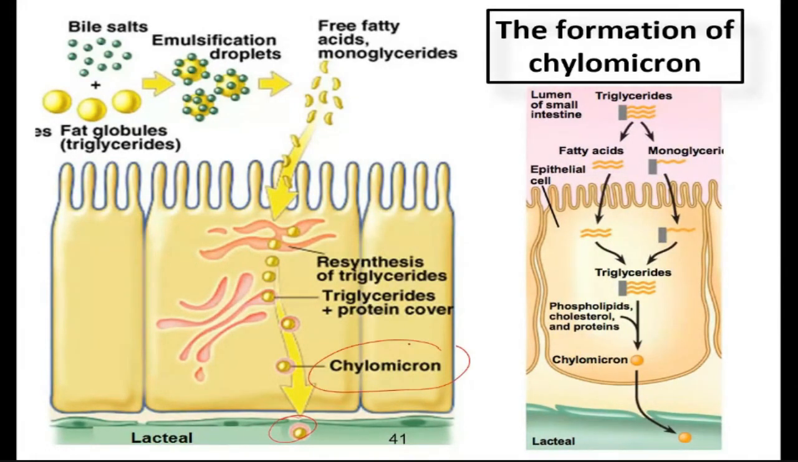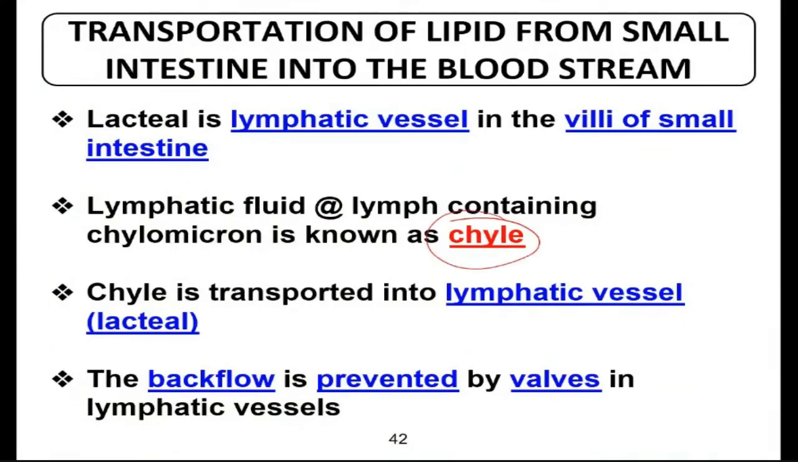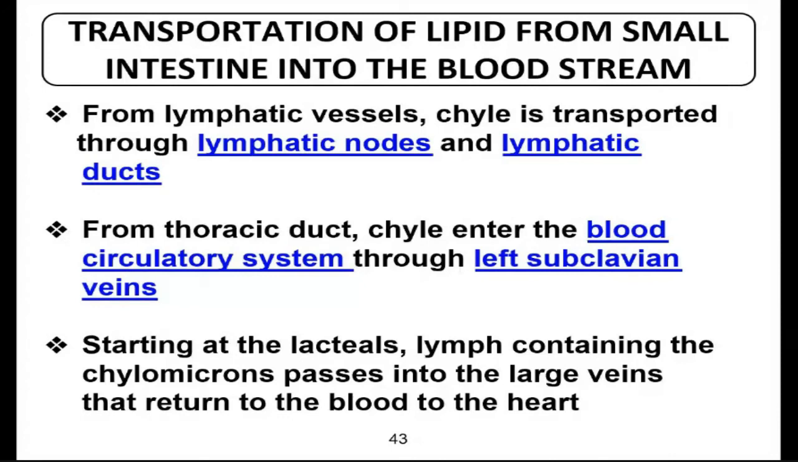The chylomicron will enter the lacteal. Inside the lacteal, it will combine ataupun bergabung dengan lymphatic fluid, the lymph. So the combination of chylomicron and lymph is called chyle. Chyle is transported into lymphatic vessel. Okay. So the flow will run in one way into lymphatic nodes, then lymphatic ducts. From thoracic duct, chyle will enter the blood circulatory system through left subclavian vein.